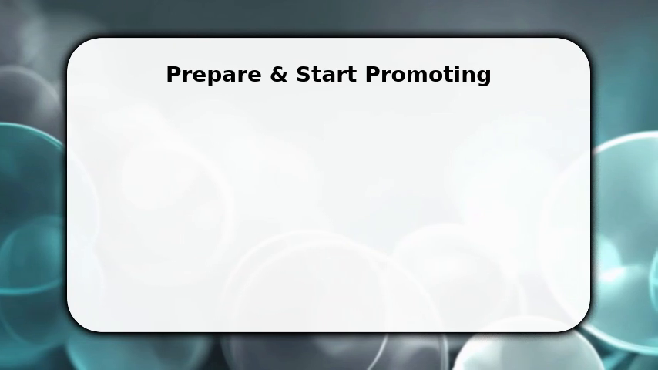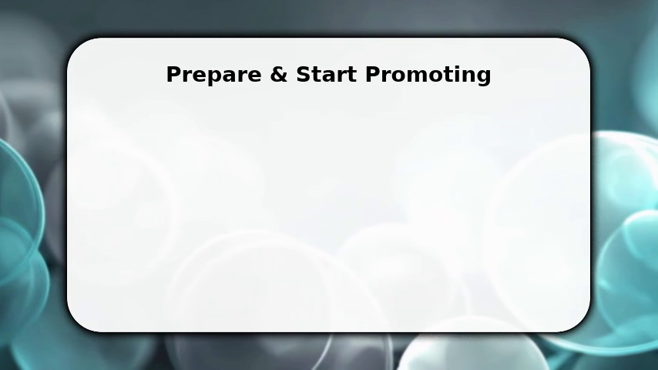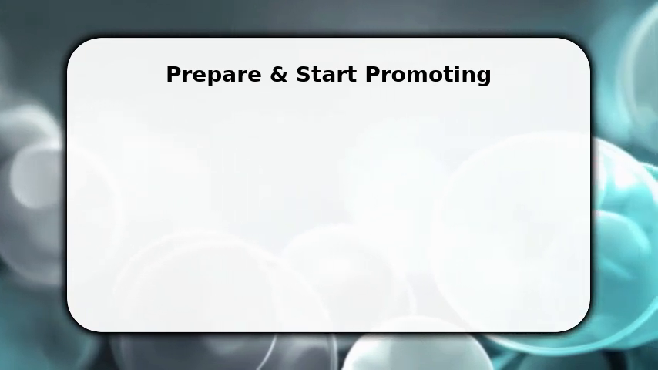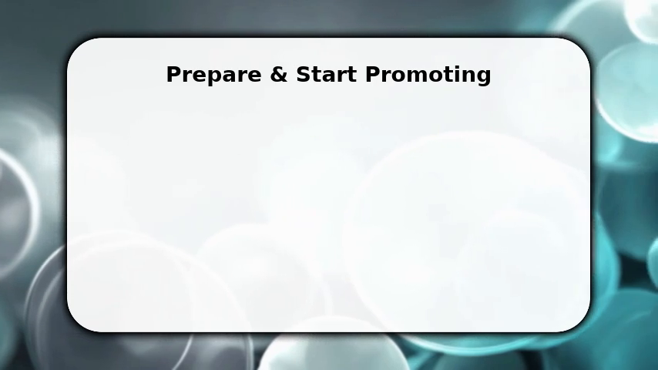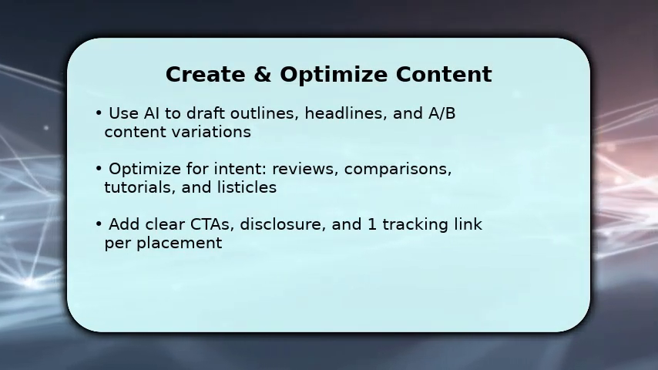Create a small content plan of 10 pieces that solve user problems. Make sure to map each piece to an affiliate offer. Use a simple tracking spreadsheet and UTM tags to measure clicks and attribute conversions, because data informs which offers to double down on. Now you produce content using AI to accelerate ideation and drafts.